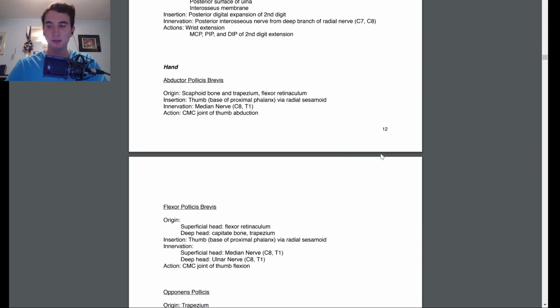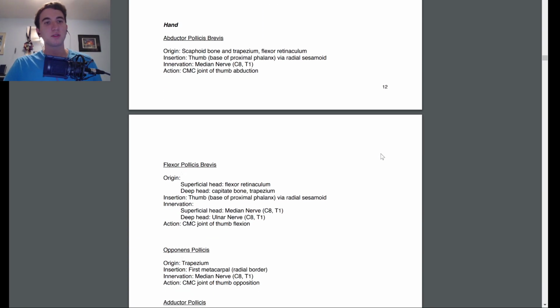Hopping into the hand muscles. We'll start with abductor pollicis brevis, which originates at the scaphoid bone, trapezium, and the flexor retinaculum. It inserts at the thumb, the base of the proximal phalanx, via the radial sesamoid. The innervation is the median nerve from C8 and T1, and the action is CMC joint of thumb abduction.